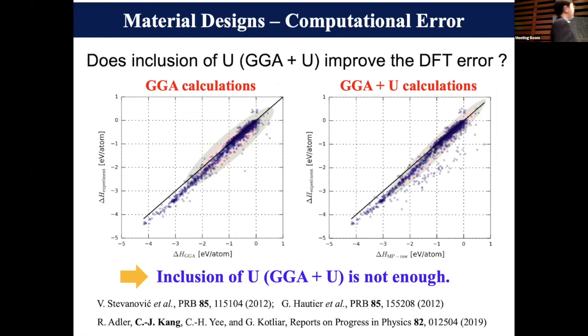Then the following question could arise naturally. Does inclusion of on-site Coulomb U, so-called GGA plus U, improve the DFT error? The following figures give an answer. The left-hand side figures show the GGA calculation, and the right-hand side figures show the GGA plus U calculation. The GGA plus U calculation still has significant deviation from the perfect match line. So inclusion of U is not enough. We need empirical correction further.